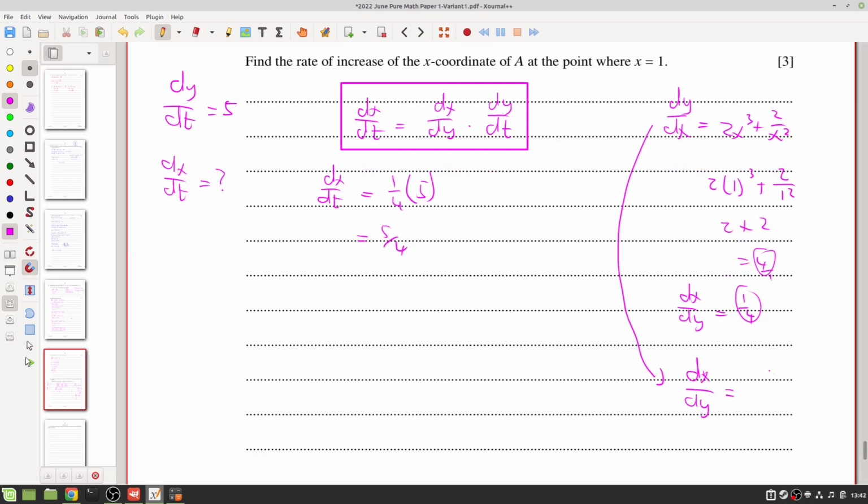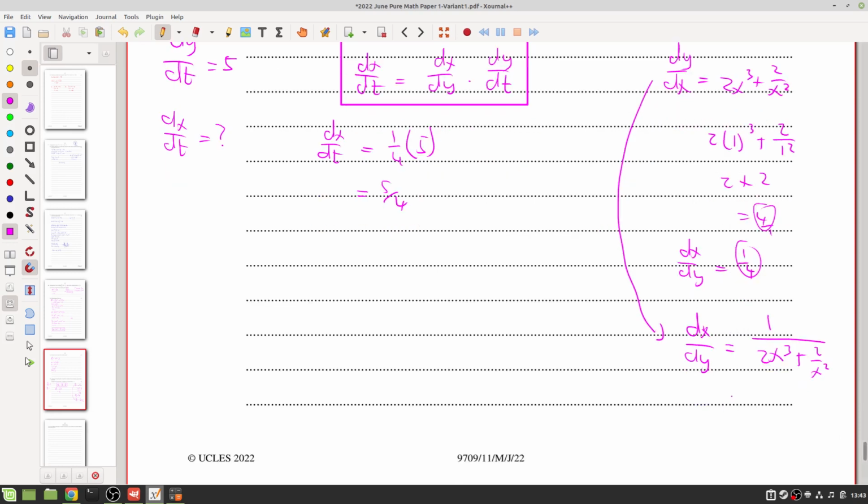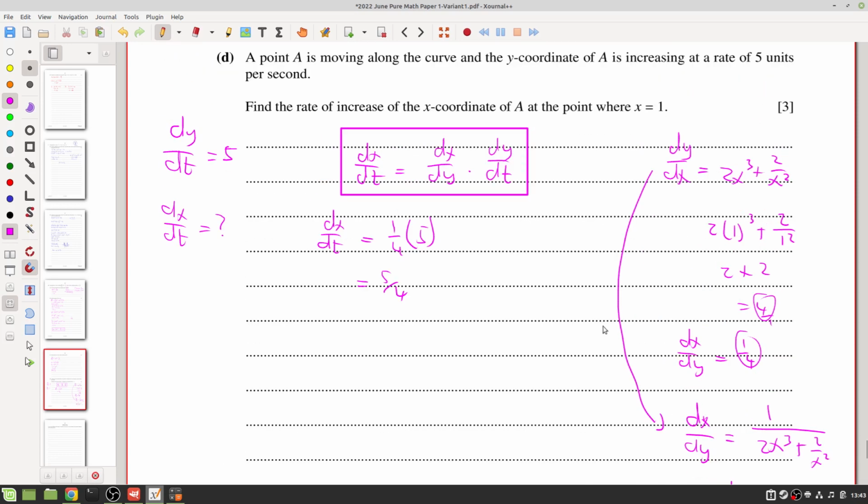You could have also said, from here, dx dy equals 1 over 2x cubed plus 2 over x squared, and then simplified from there, right? And then just substitute 1 in this simplified answer, or just substitute 1 directly in here. Use your calculator, so something like 2 times 1 cubed plus 2 over 1 squared, and then you'll get 1 over 4, right? Same thing.